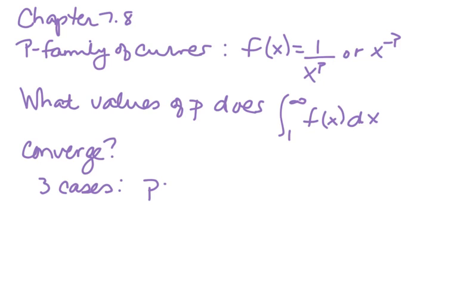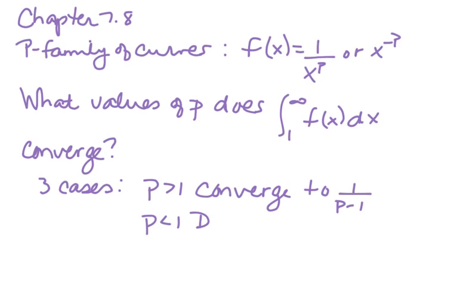So when p is greater than 1, if I take the infinite integral from 1 to infinity of the p family with p greater than 1, this is going to converge specifically to 1 over p minus 1. If p is less than 1, then that infinite integral is going to diverge. And if p equals 1, it diverges as well. So I'm giving you that theorem, if you will, but I'm going to prove it in a minute.